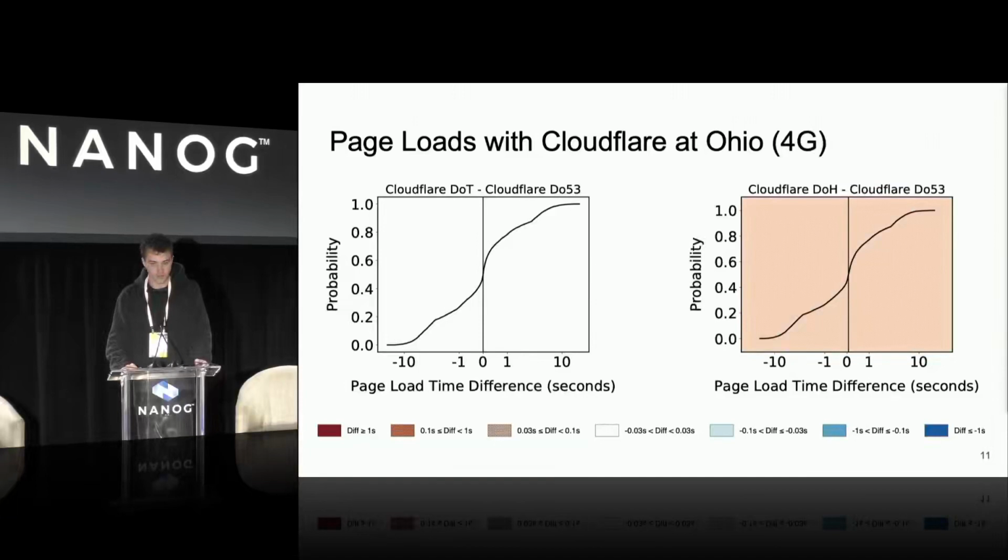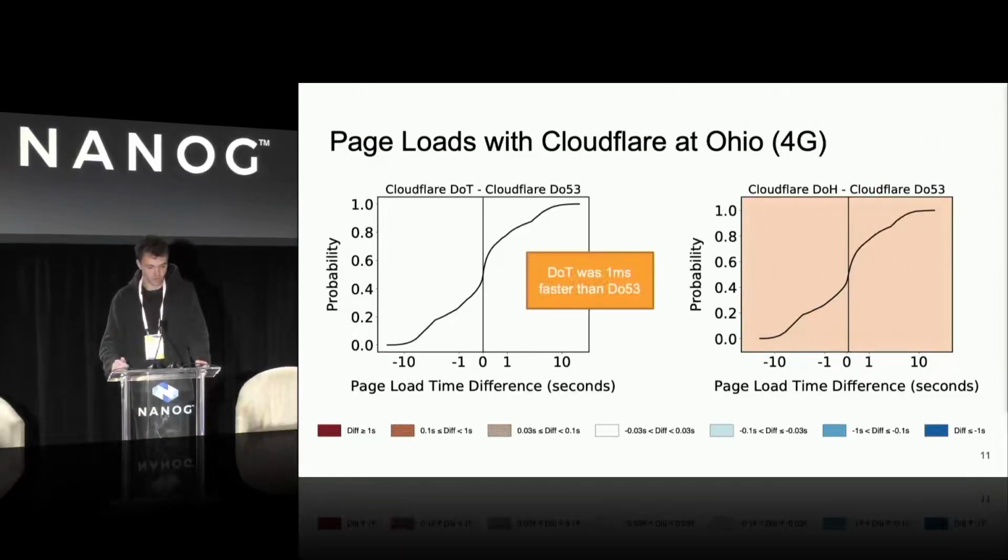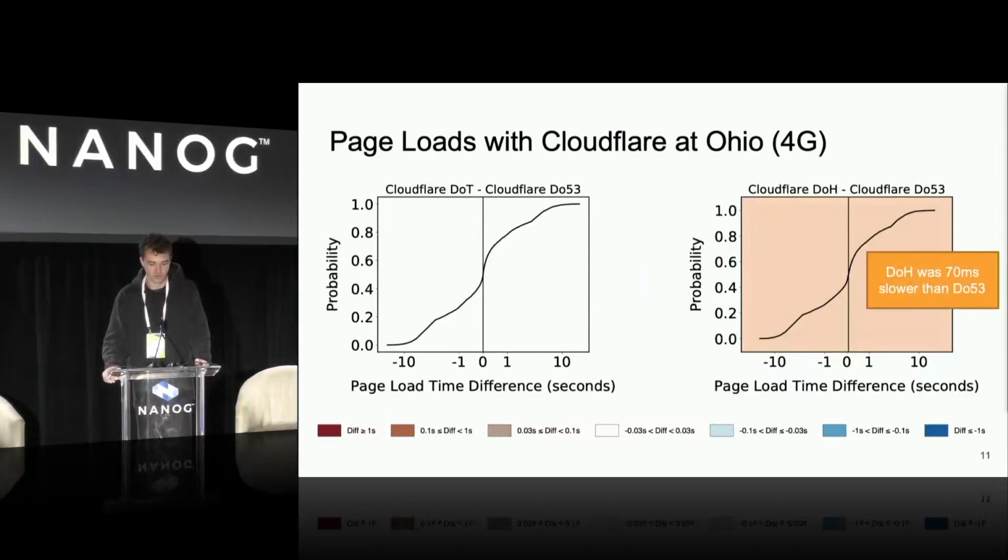So now we go on to the emulated 4G network conditions. What we're seeing is that the performance is changing a little bit. We still see the same performance with DoT, where on these emulated 4G network conditions DoT is performing just slightly slower than DoH in the median page load time. But when you look at DoH, it's gotten significantly slower, where DoH is 70 milliseconds slower in the median page load time than DoH.